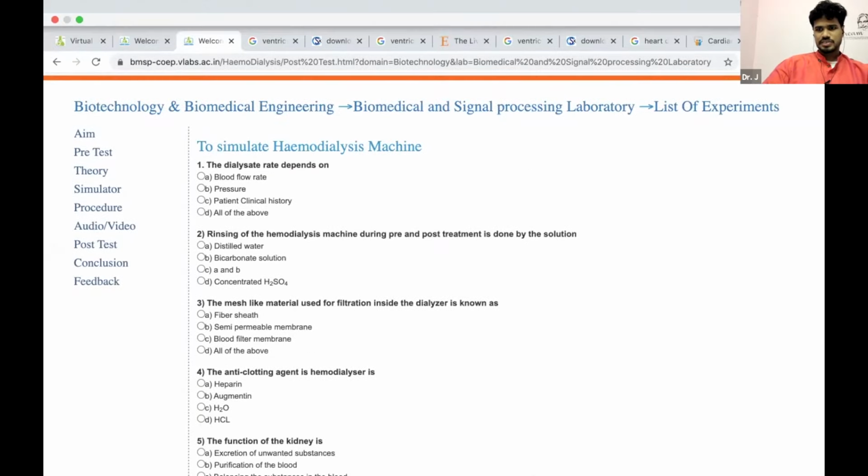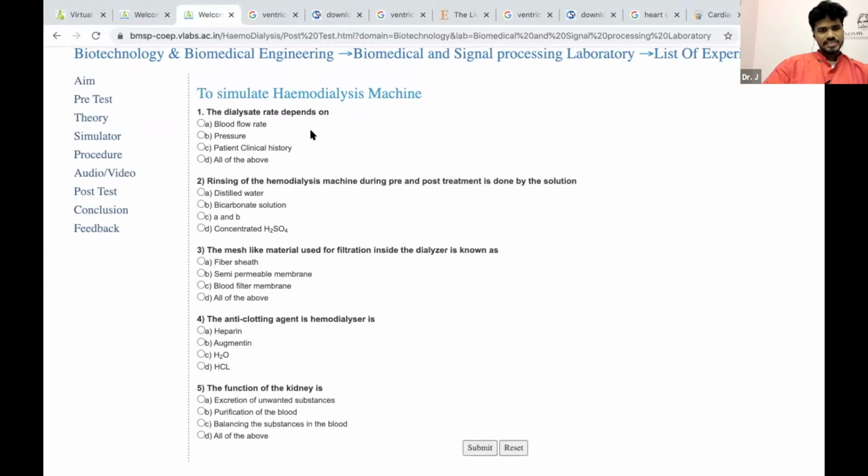Let's quickly do this, and 2 minutes will wind up. Dialysis rate depends on blood flow rate, pressure, patient clinical history. What do you think? That is, how fast should you control this dialysis? It does matter what the patient's clinical history is. Depends on pressure, depends on flow rate. Should be all of the above.